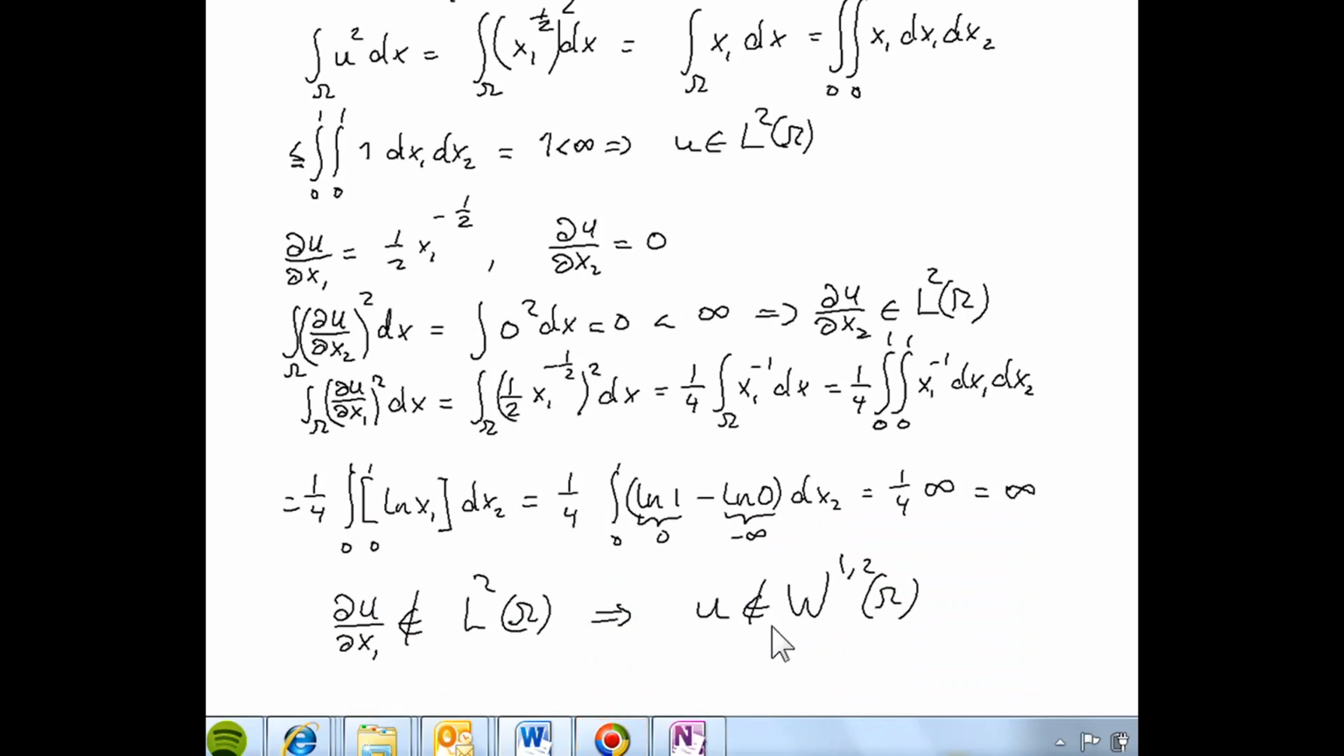Which means that the partial derivative of u with respect to x1 is not a member of L2 of omega. And you remember that we must have all the partial derivatives belonging to L2 in order to get a Sobolev function. So this means that u cannot be a Sobolev function. It's not a member of this function space.